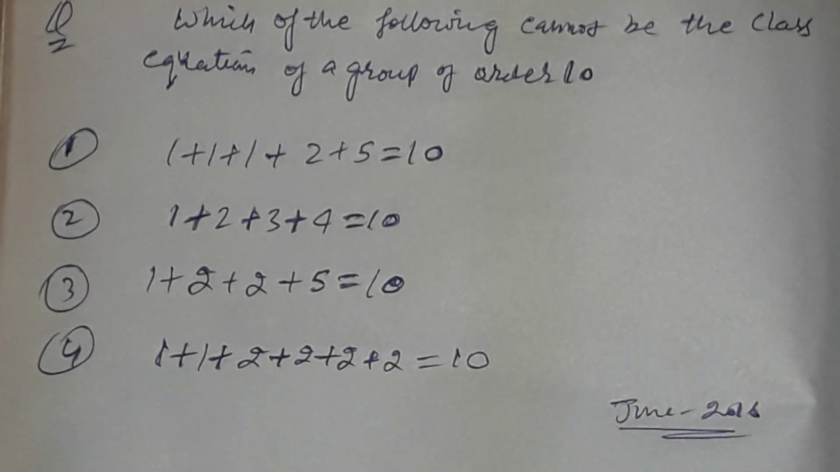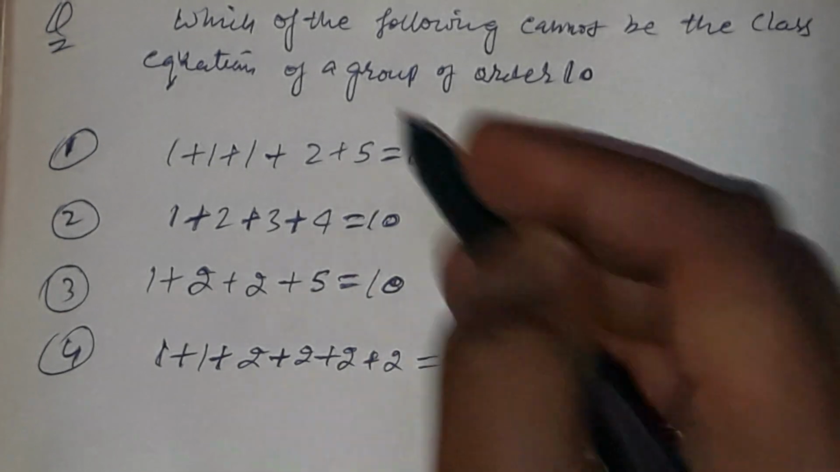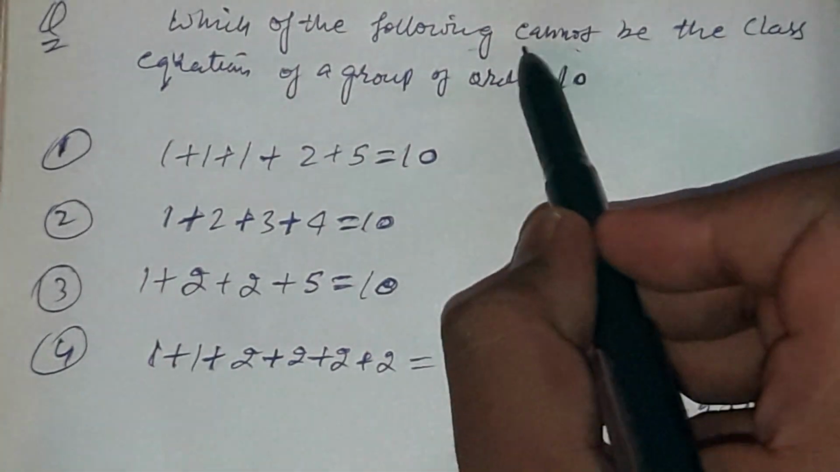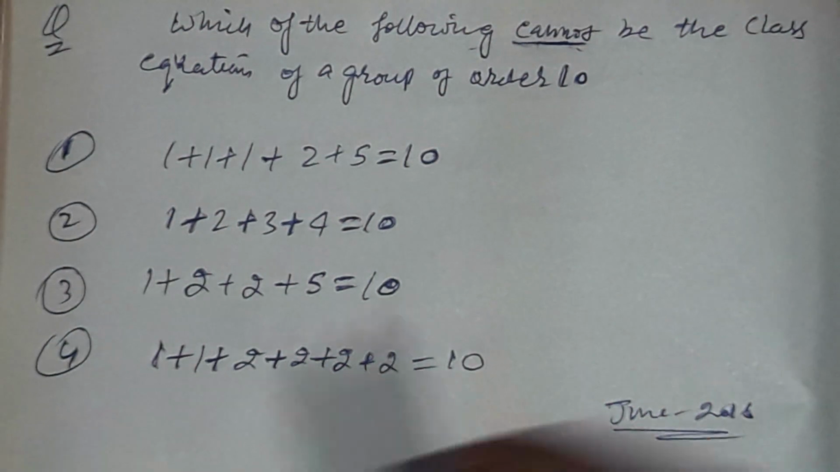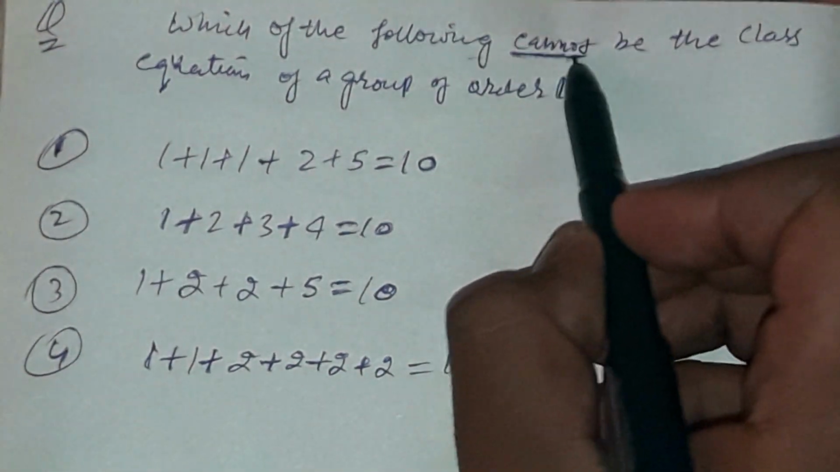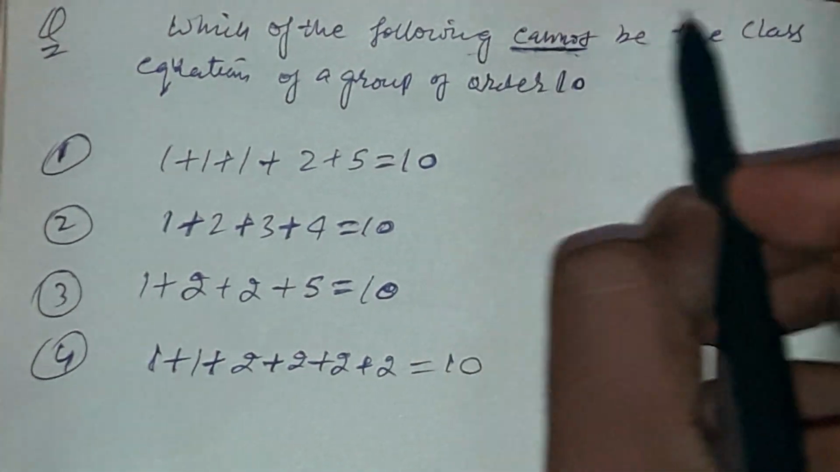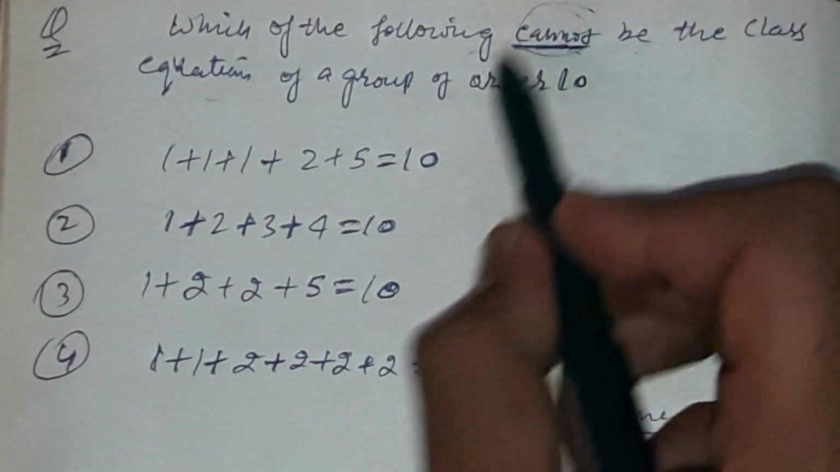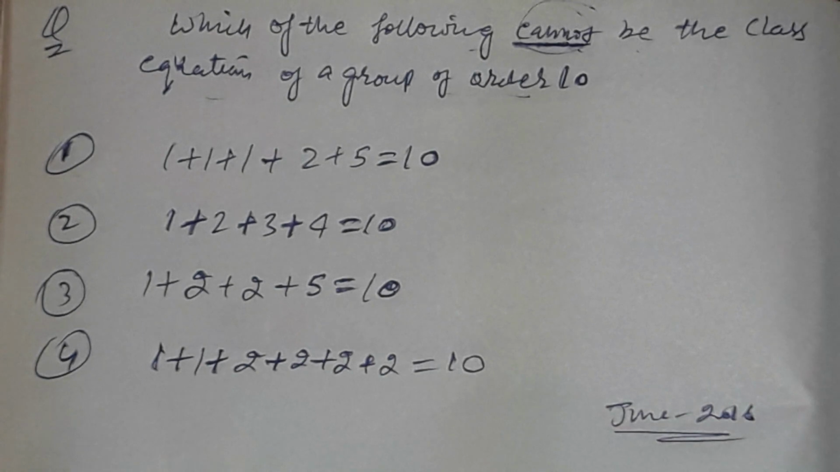What does this problem say? Which of the following cannot be the class equation of a group of order 10? Please mark this point: cannot be the class equation of a group of order 10. This word "cannot" plays a major role.